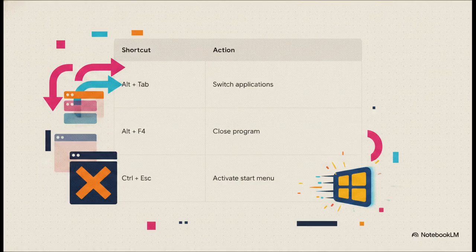Moving right along to Section 2, Navigating Microsoft Windows. These commands are your juggling tools. Alt plus Tab, that is your absolute best friend when multitasking. It lets you seamlessly flip between your open programs. Think about how useful that is for pulling up your notes while reading an article on your browser, all without ever touching the mouse. When you're done, Alt plus F4 instantly shuts down your current app. And if you need to quickly launch something brand new, Control plus Escape brings up your start menu immediately.